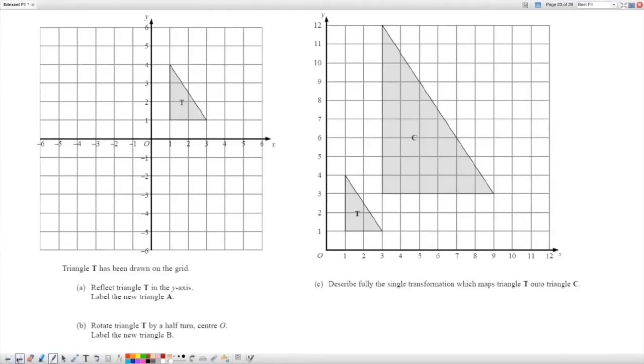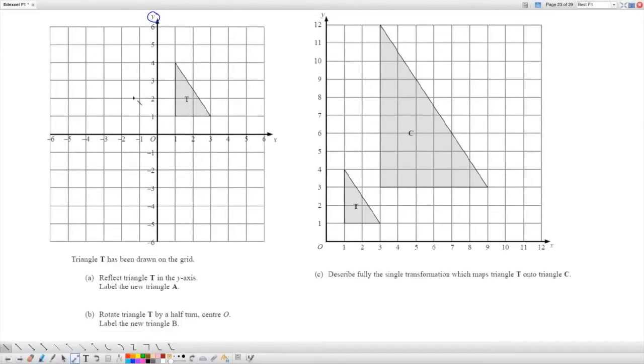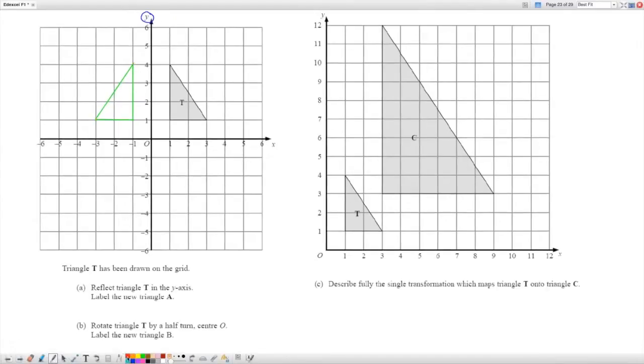This question is about transformations. First, you're given triangle T and told to reflect the triangle in the y-axis. The y-axis is here. So taking your ruler, your triangle is going to be here, across 2, up 3, and then connecting across here. We must label this triangle A as told to in the question.